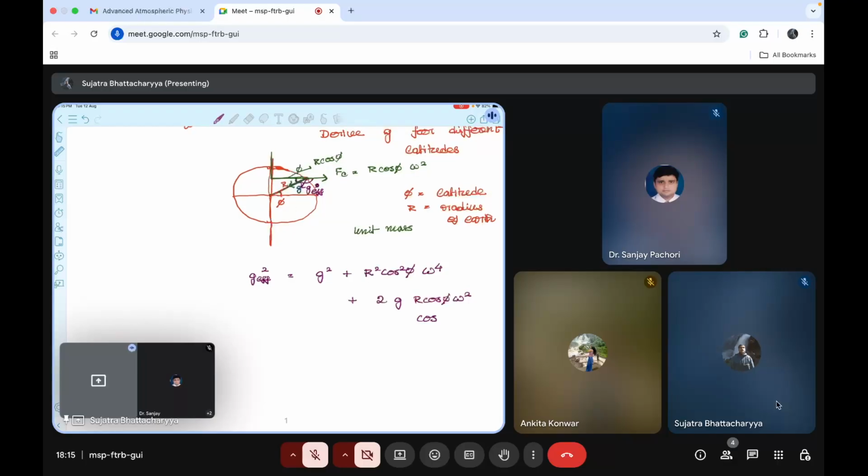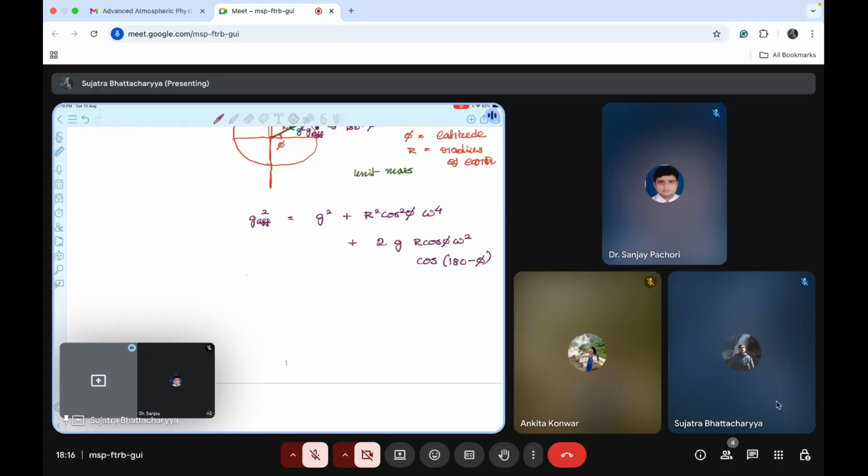See, this is your phi, already known. Then according to the linear pair, this angle should be 180 minus phi. Just think about it, it will be easy for you. This is what your parallelogram law of vector addition gives you. So you have g square plus r square cos square phi omega to the power 4.